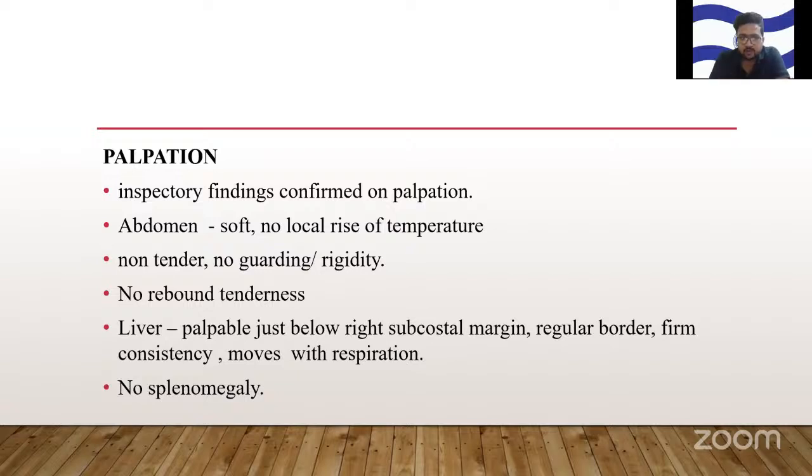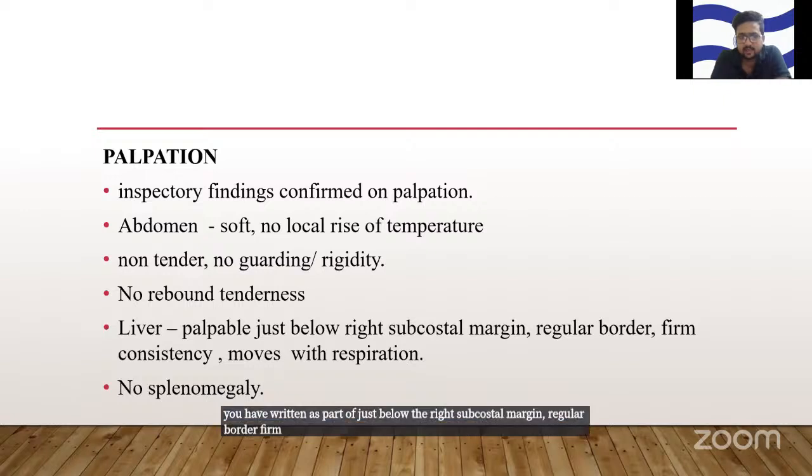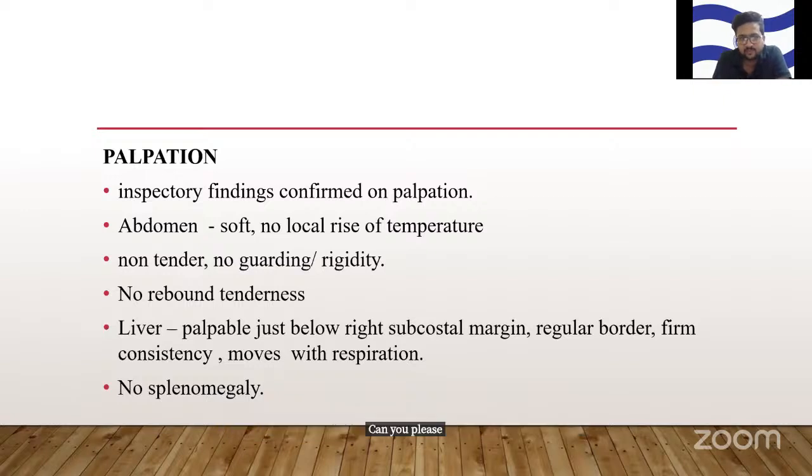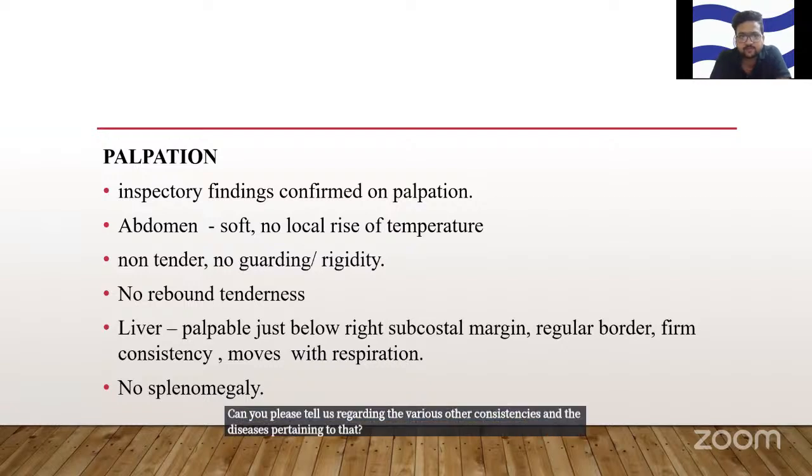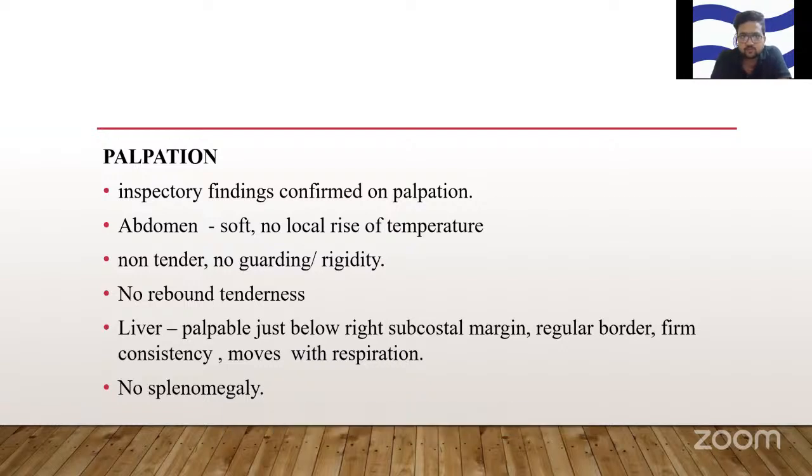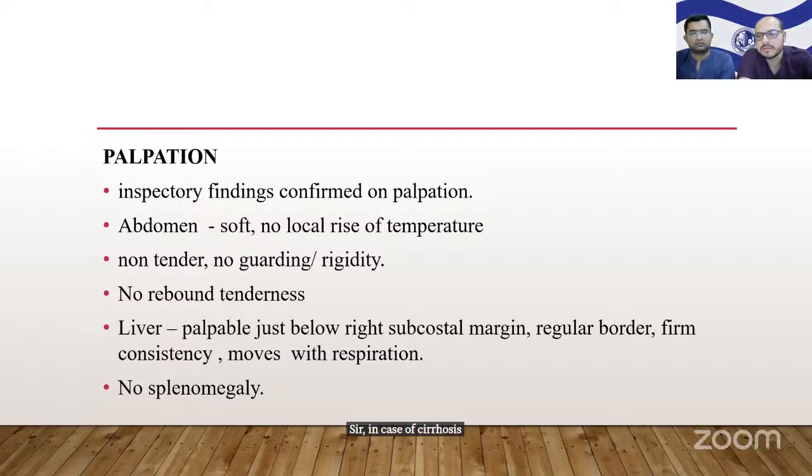So, coming to this examination of liver, you have written as palpable just below the right subcostal margin, regular border, firm in consistency. Can you please tell us regarding the various other consistencies and the diseases pertaining to that? Sir, in case of cirrhosis, it might be hard. It will be hard in carcinoma, and it will be shrunken, sir.